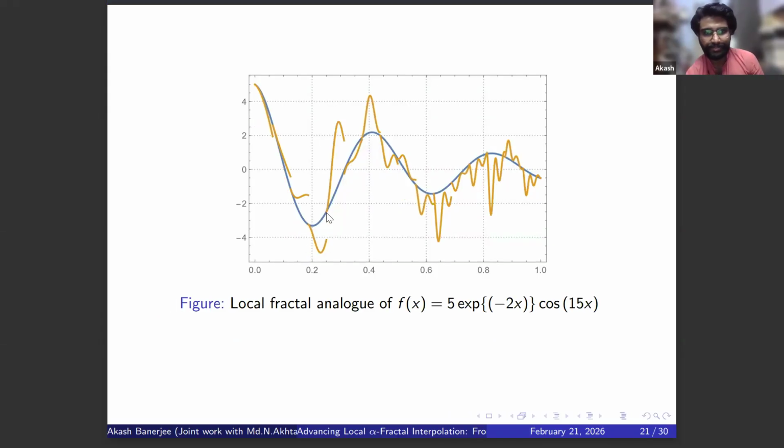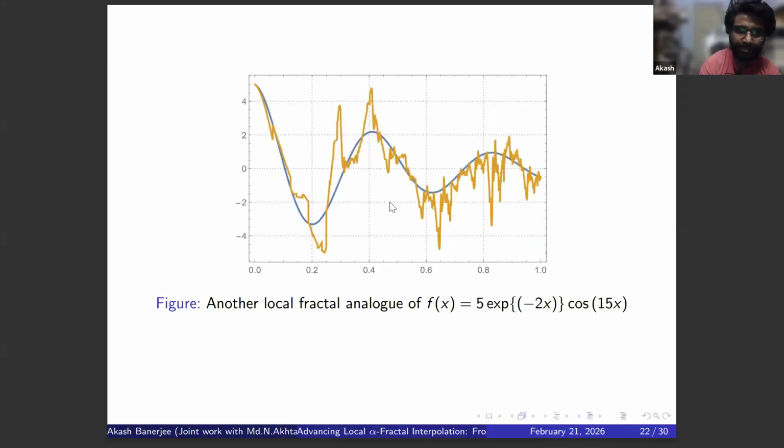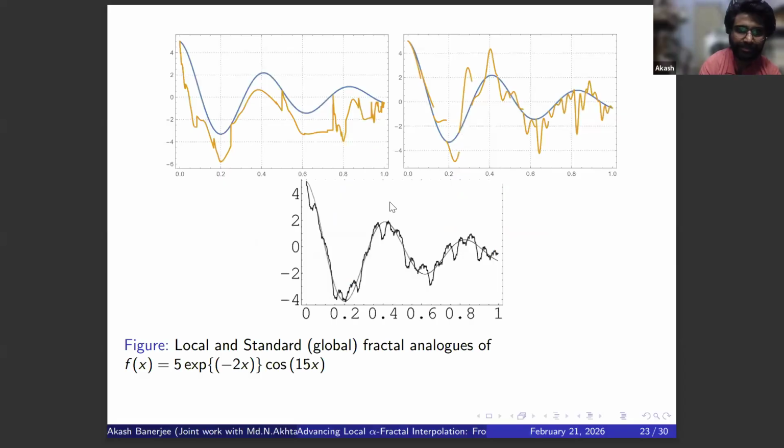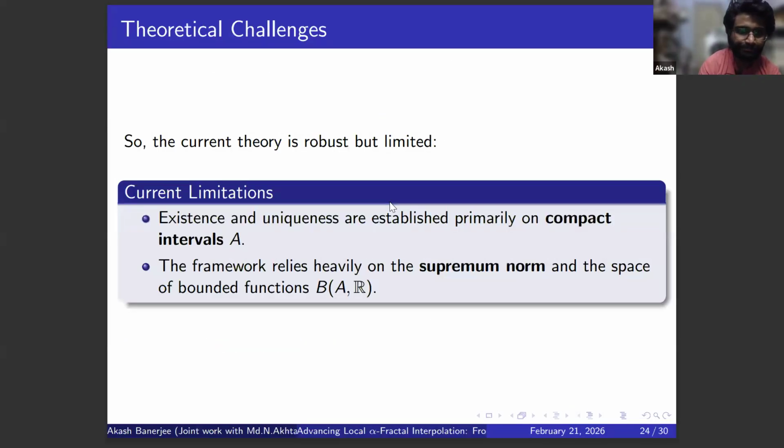We can see that this particular orange function, the local fractal analog of f, is not continuous at all. So in this local case, we can construct the particular subsets and injective functions in such a way that the output is not a continuous function. And this is another example of that. There is a side by side comparison.